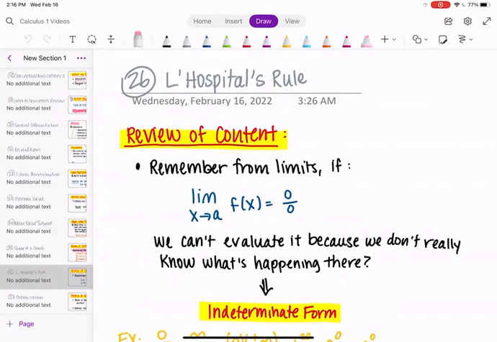In this video, we're going to go over what's called L'Hopital's Rule. And it kind of connects to a topic that we brought up at the beginning of this lecture series, but haven't really talked about much since then, right?